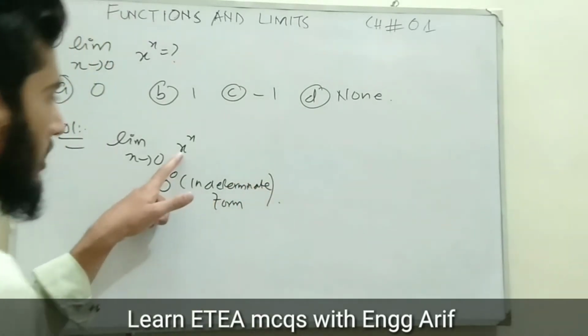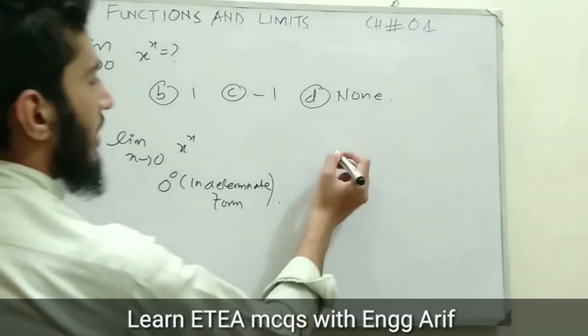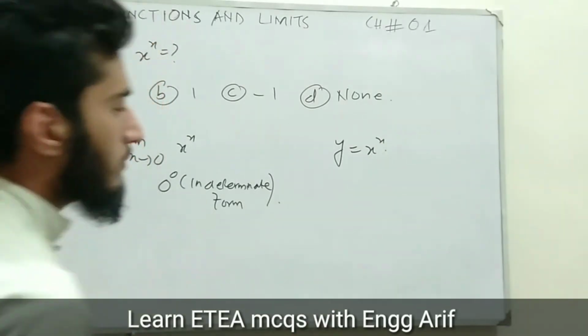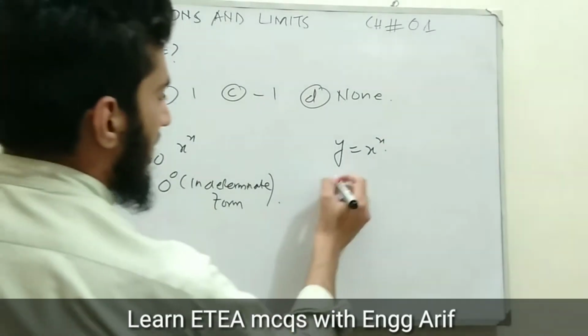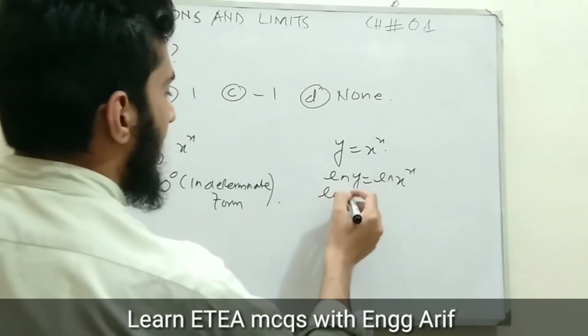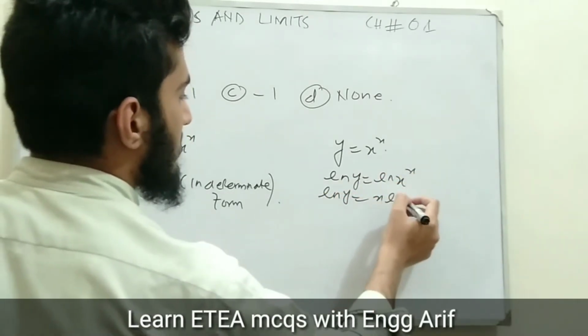We will apply the L'Hospital rule, taking the derivative of x power x. Let's suppose y is equal to x power x. So how can we differentiate? We cannot differentiate it directly. First we will apply log to both sides. So ln of x power x. By applying the log, this x will come to the front, it becomes x ln x.